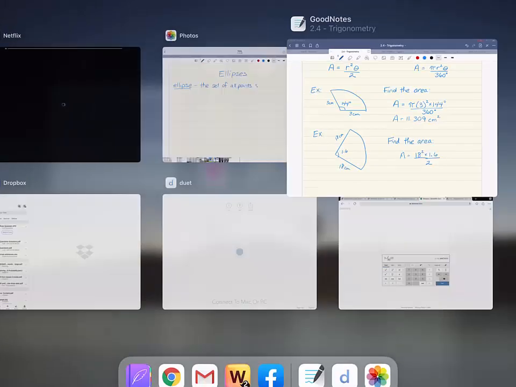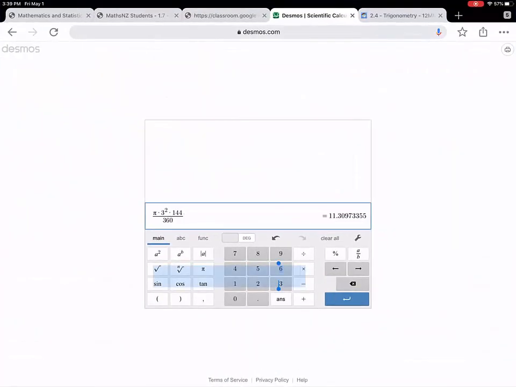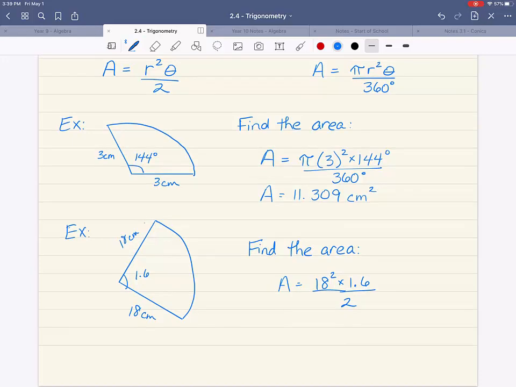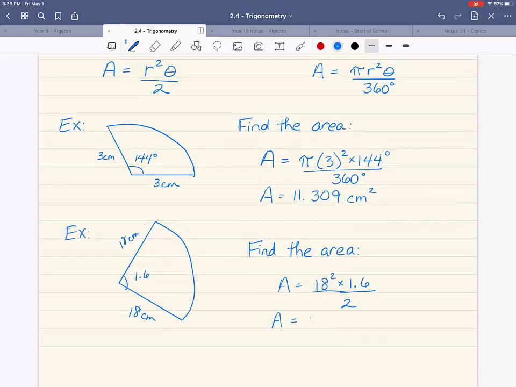So we're going to go back to Desmos. I need to clear out what's here. And I'm going to push the A over B key. So we're going to push 18 squared times 1.6. I'm going to push the bottom of the fraction and put 2 on the bottom. And it gives me over here 259.2, which is my answer. So the area is 259.2 centimeters squared.